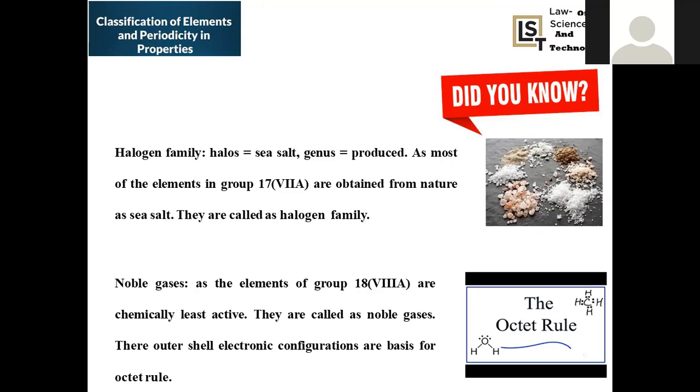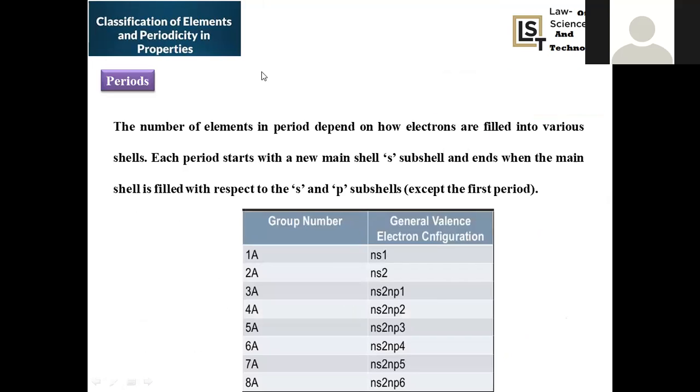That's the reason why they neither lose electrons nor accept them, right? So they are strictly following the octet rule. Based on their outer shell configuration only, the term octet rule was framed. So because of their inertness, they are regarded as the noble gas family, right?